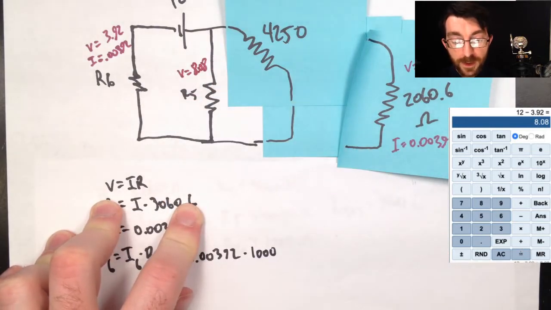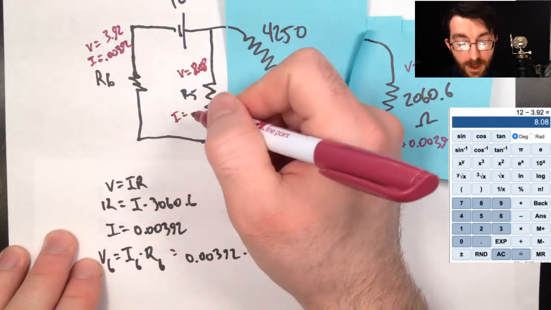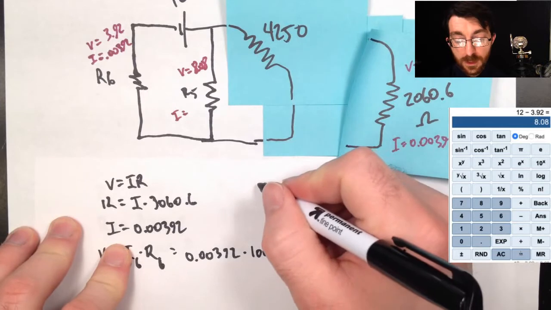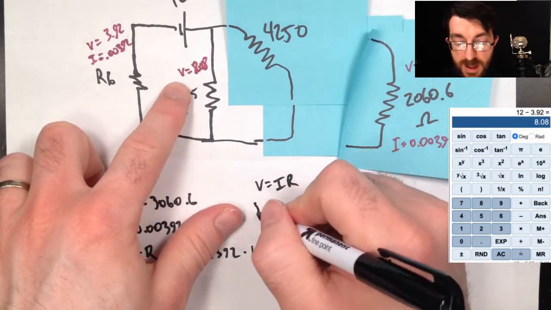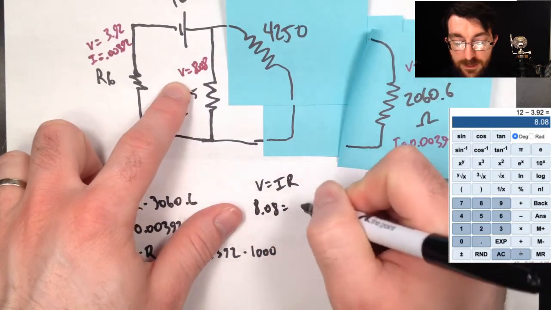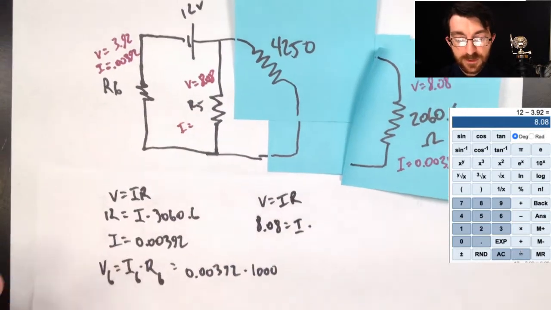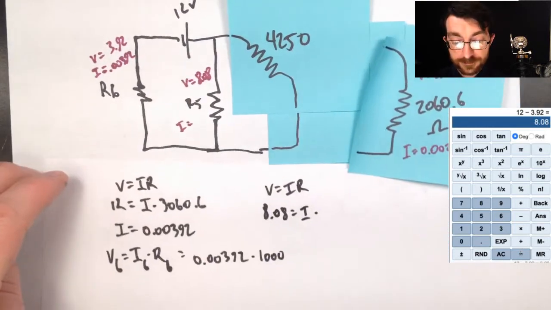What about the current though? Well, this is a simple Ohm's law problem because I know the voltage and the resistance. So let's go ahead and do that. V equals IR. The voltage is 8.08. The current is unknown. The resistance, what's the resistance for resistor 5? It's 4,000.